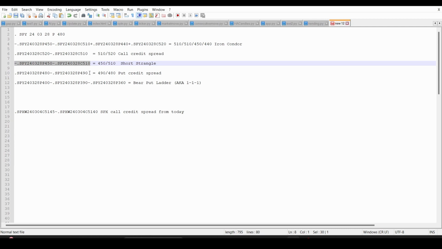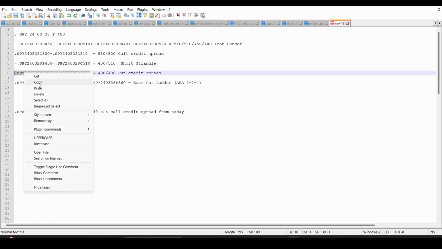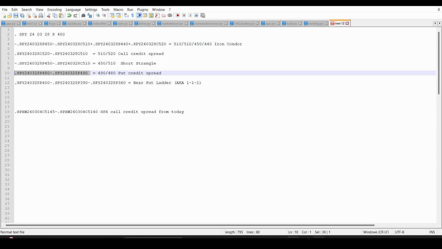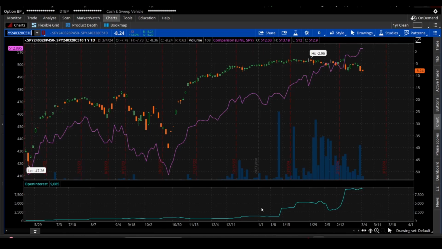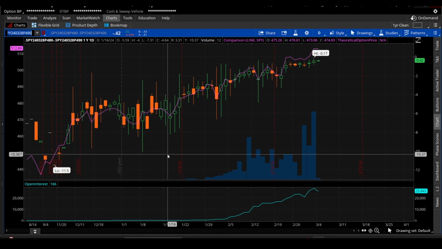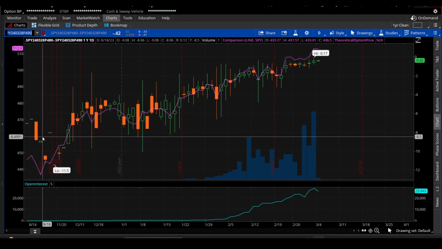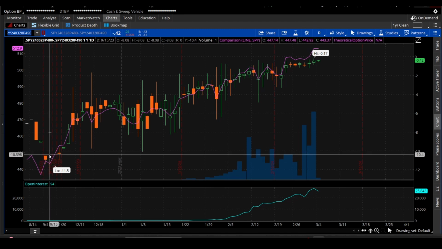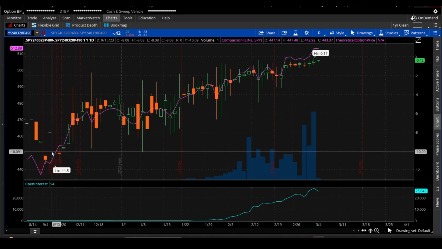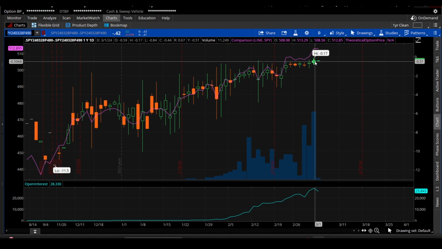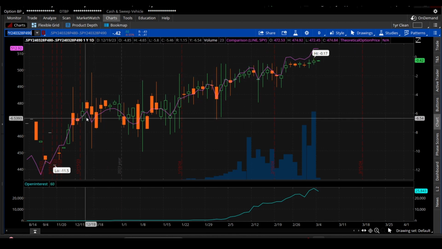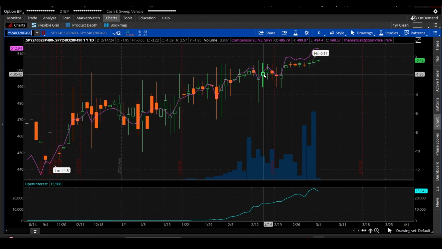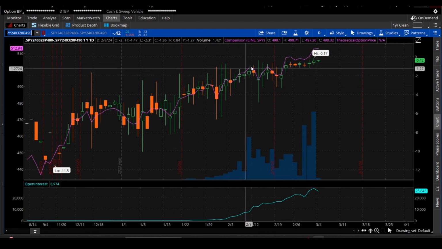And this is a put credit spread right here. So this should actually be pretty profitable if we look at it. If you entered this put credit spread back when the SPY was in the 440 to 450 range, you could have got roughly a $10 credit for it. And right now, it's only going for 17 cents.